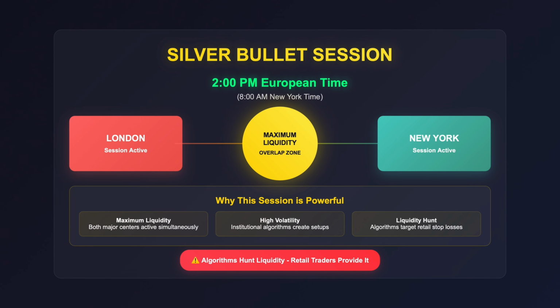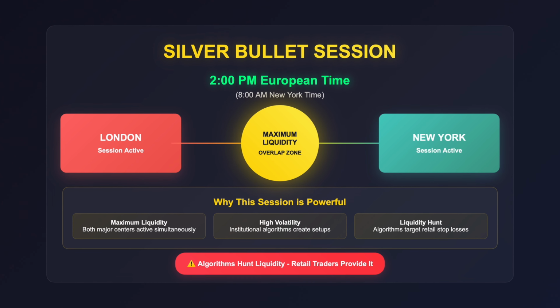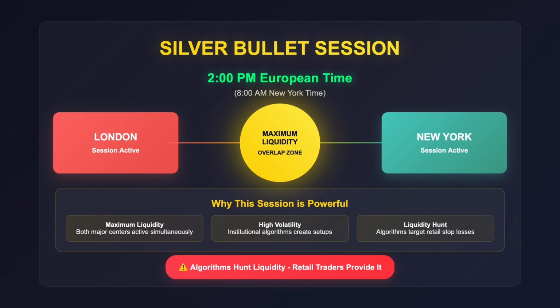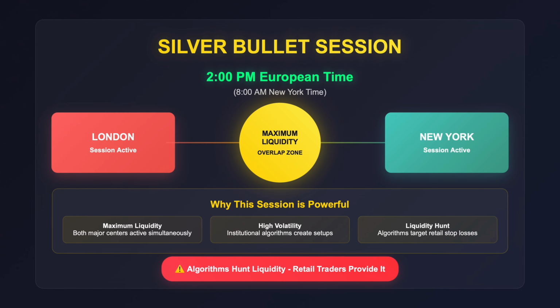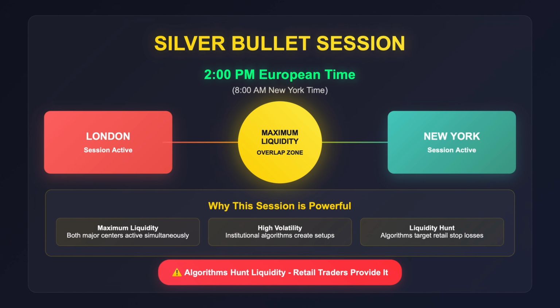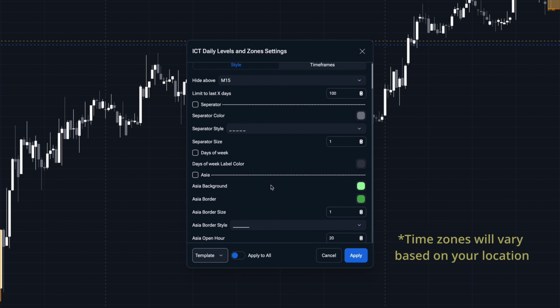The New York afternoon kill zone when institutional algorithms create high-probability setups due to maximum liquidity and volatility from both major financial centers being active simultaneously. It's the overlap where algorithms hunt liquidity and retail traders provide it. The indicator needs to recognize this 1-hour window and mark the session high and low.